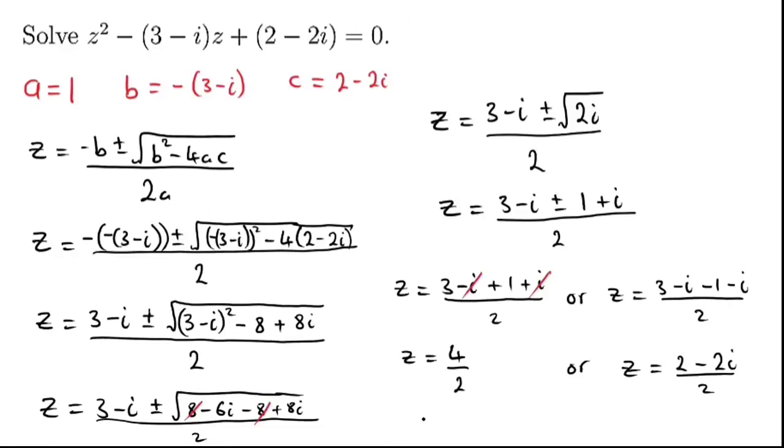So our final answers for z. The first value for z will be 2, and the other value for z will simply be 1 minus i. So there you have it. That's how we solve this particular equation.